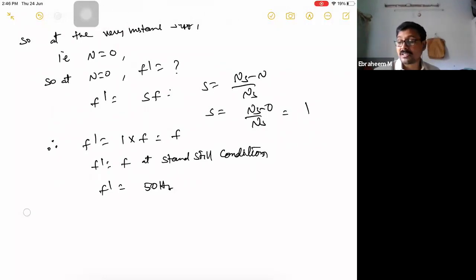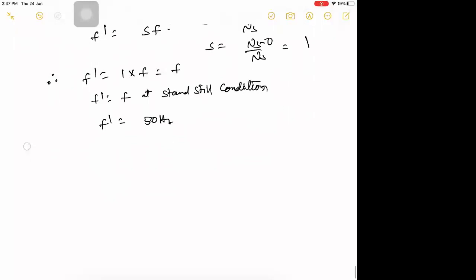Now, after this instant, when we switch on the supply, the rotor starts rotating. Slowly it picks up the speed because of the relative speed between the rotating magnetic field and the rotor conductors. There will be induced EMF, and it causes some current to flow through the rotor conductors. As a result, a torque is developed and the rotor starts rotating. Slowly it picks up the speed, right? As it picks up the speed, what happens? The relative speed decreases, right?